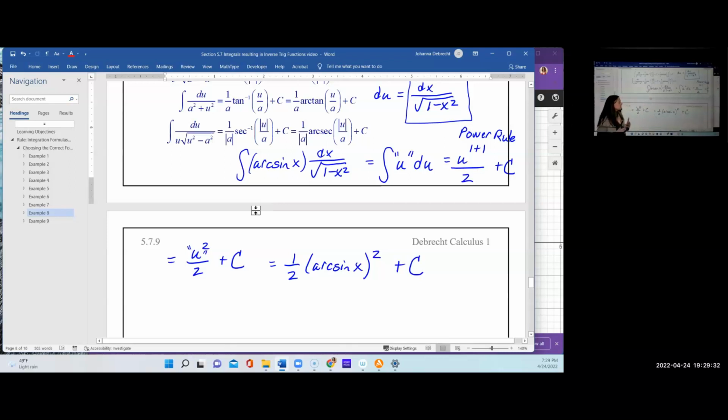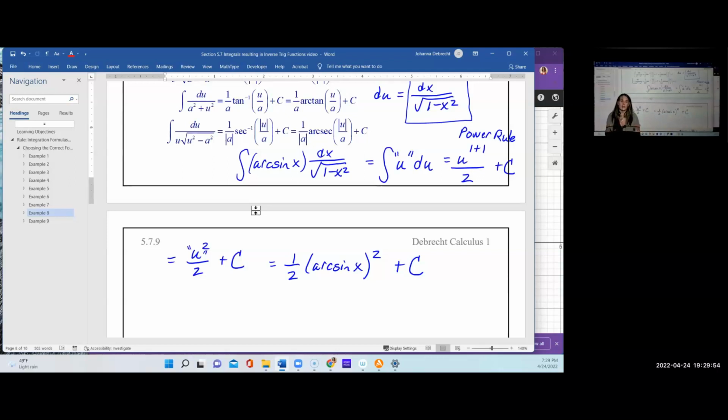Now again, in some textbooks and with some professors, they will take the 2 and put it between arcsine and x, which represents the same thing, that you have arcsine of x times itself, and then multiplied by a 1/2 up to the constant of integration.